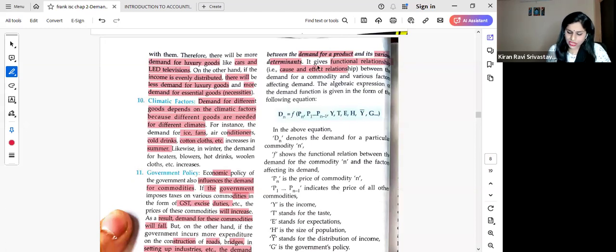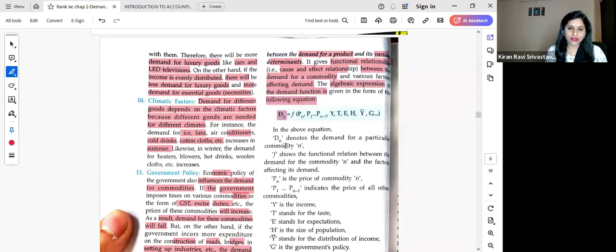So it's a functional relationship. What is functional relationship? Functional relationship means that there is a cause and effect. Then only it is called a functional relationship between the demand for the commodity and the various factors affecting demand. The algebraic equation, like I told you, the demand function is a mathematical expression. So the algebraic expression of the demand function is given in the form of the following equation. What is the following equation?